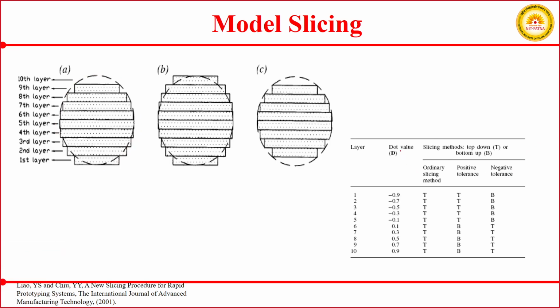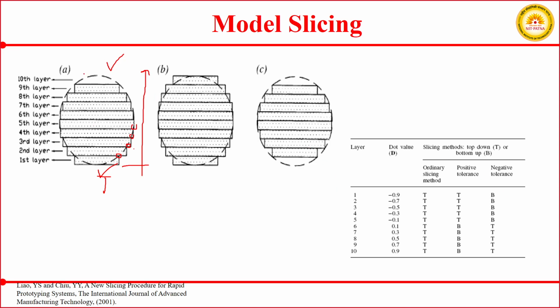Yes, so here you can see the first figure A corresponding to your ordinary slicing approach. Here the approach is top down approach. It means you are always considering your top vertex. So here this is top down, again here it is top down, again top down. Okay, so the whole part is being sliced by using your top down approach.